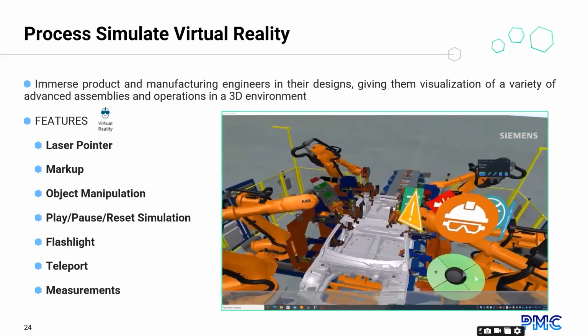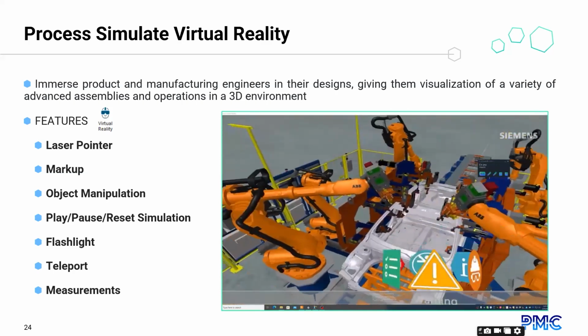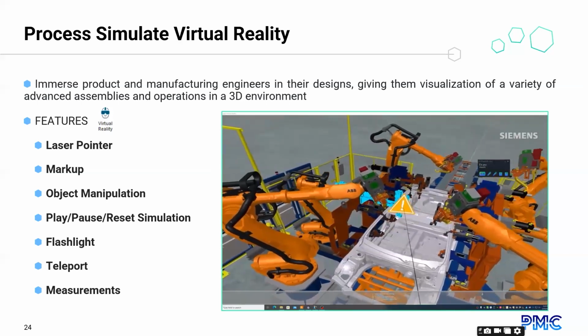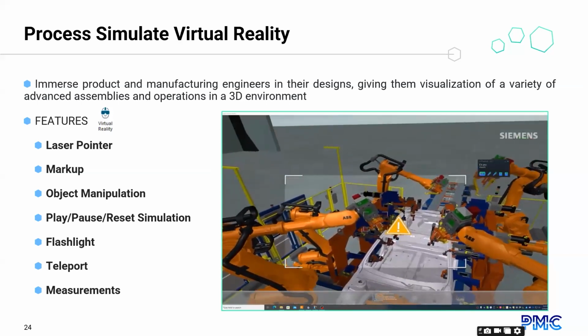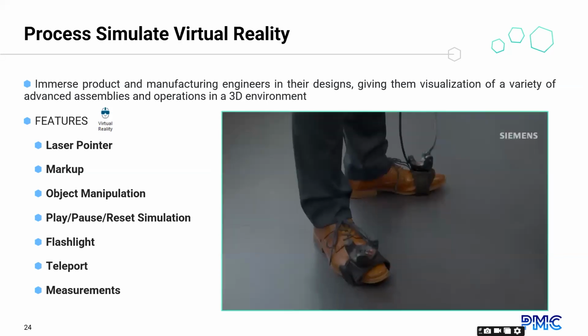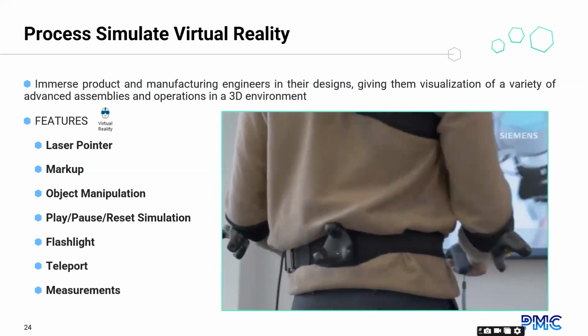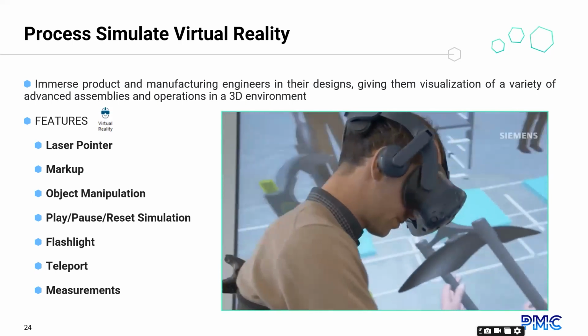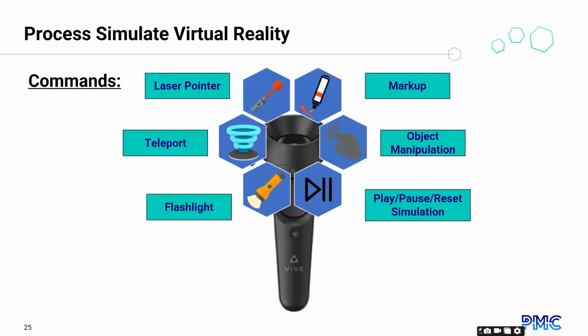For example, imagine that we detected an issue in a simulation, and we need to send this to others involved in the project, so other engineers, analysts. We can just put some marking, take some screenshots, and send it to others involved in this project. So these are the basic commands, we can say, in Process Simulate for virtual reality.